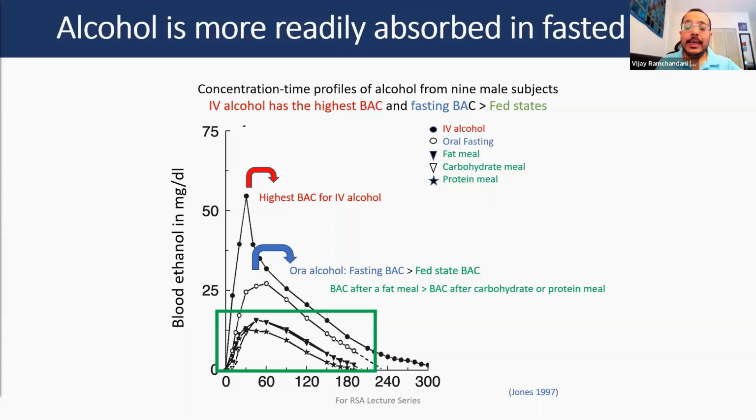Food can delay gastric emptying time, which is the time that it takes for the alcohol and the food along with it to get from the stomach to the small intestine, which can then increase its metabolism and lower alcohol levels. But food can also speed up metabolism.